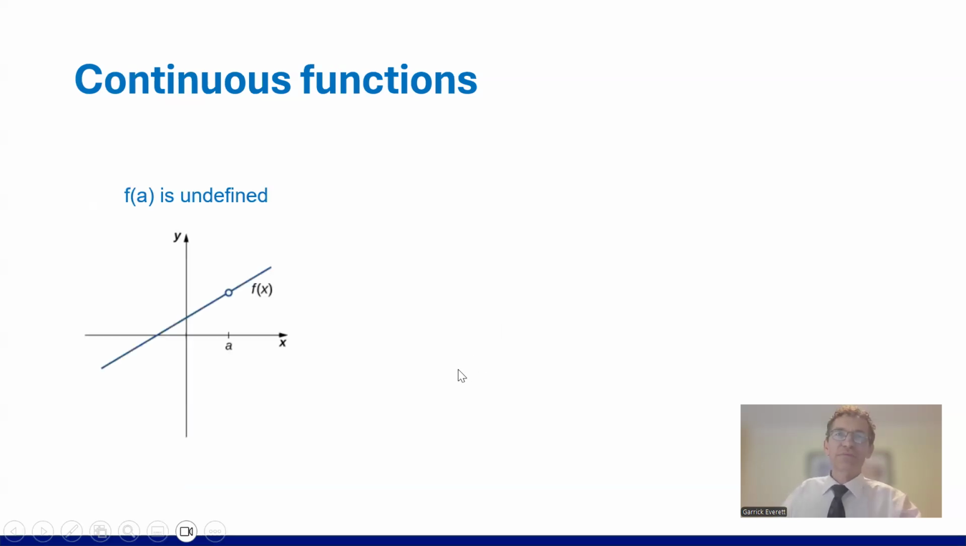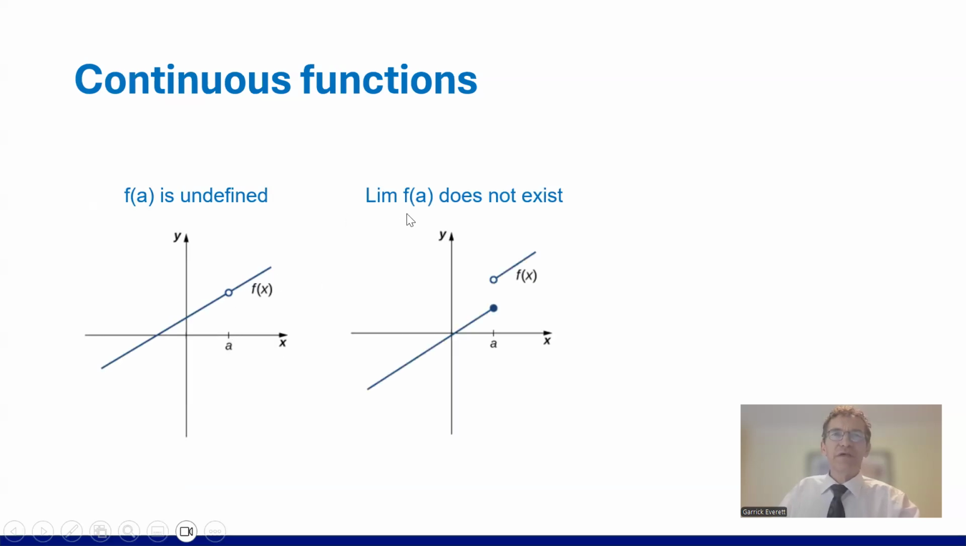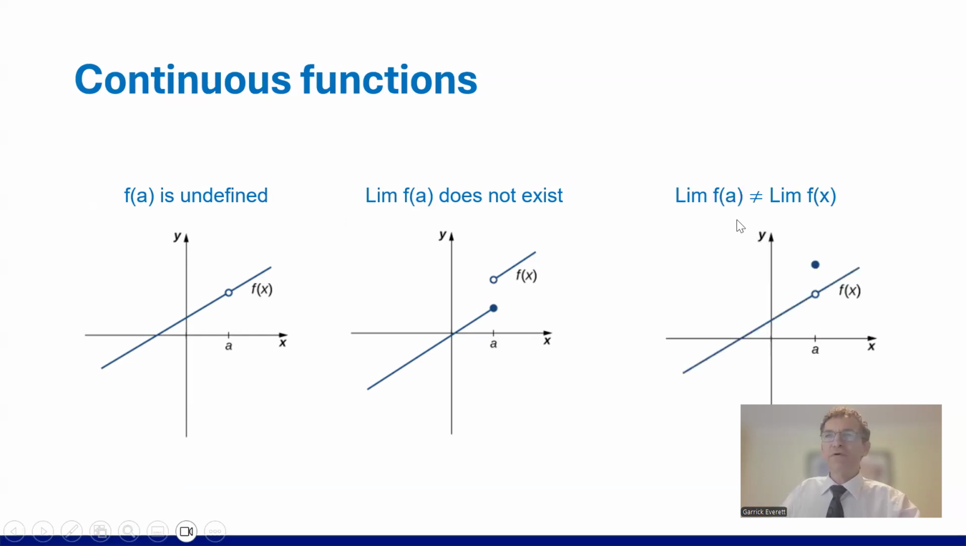So if we just show it on the graph. Here you've got a, and f(a) is undefined. Here you've got a split function, so it includes a, but it doesn't include it there. So the limit of f at a does not exist. And here you've got the limit of f(x) does not equal f(a). So that's a problem as well. So these would be your 3 problems where it's not continuous.